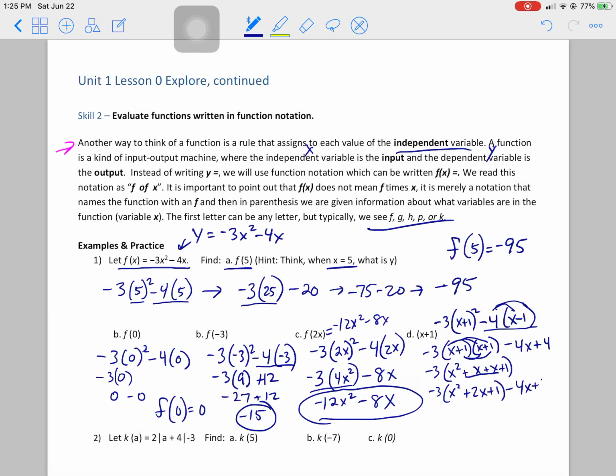All this is coming down. All right, distribute. Negative 3x squared, negative 6x, minus 3, minus 4x plus 4. All right, can we combine anything? We've got an x squared here and an x squared there and a constant here and a constant there. So negative 3x squared minus 10x plus 1. Is that correct?